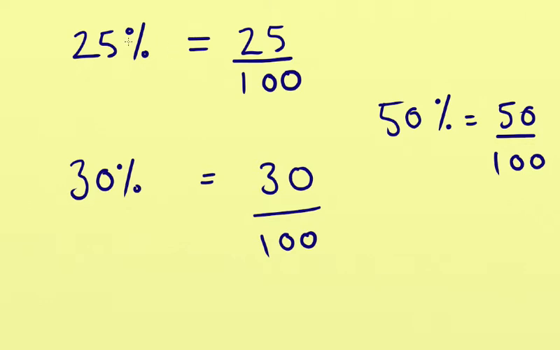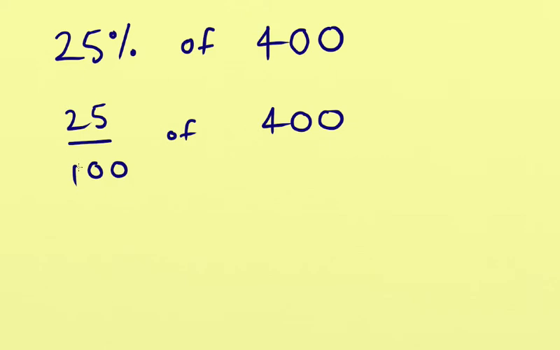Now, based on the fact that we can change every percentage straight into a fraction, itself over 100, we can use the same principle we use to work out the fraction of a number to work out the percentage of a number. So, let me link those statements together. Let's say we want 25% of 400. 25% could also be written as 25 over 100 of 400. So 25% is just equal to 25 over 100.